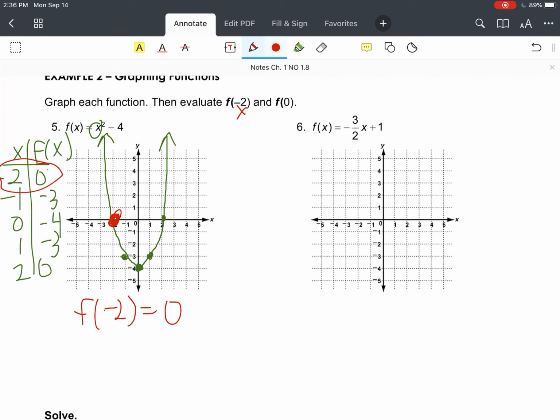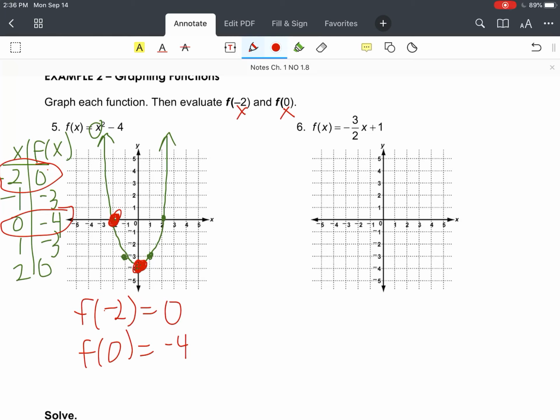When f of 0, so again, when x is 0, what is my y? Well, here's 0. My y is -4. You can see that from my table as well. So f of 0 is -4. So that's how you would do number 5.